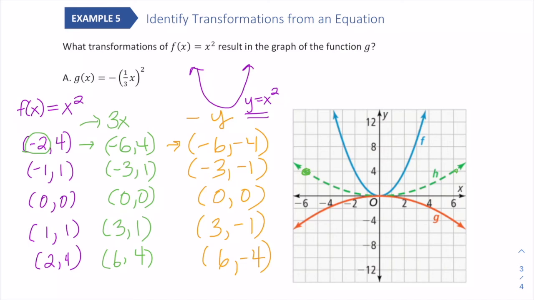And we had to use that green graph kind of as an intermediary because there were two things happening inside this equation. We had to have that horizontal stretch, right? And then we had to have the reflection on the x-axis. Okay, let's go to the next problem.